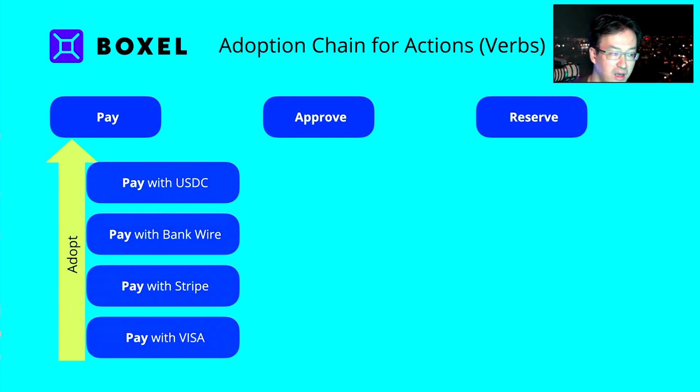It could be pay, but pay with BankY. Pay, but adapted to pay with Stripe, which is a specific API for doing that. It could be pay with Visa. It could be a Visa card or a new program if Visa comes in.